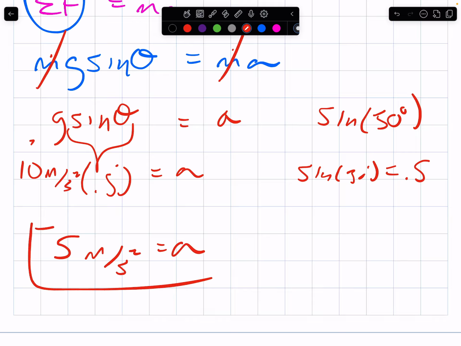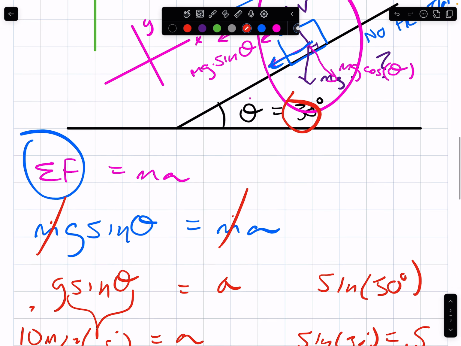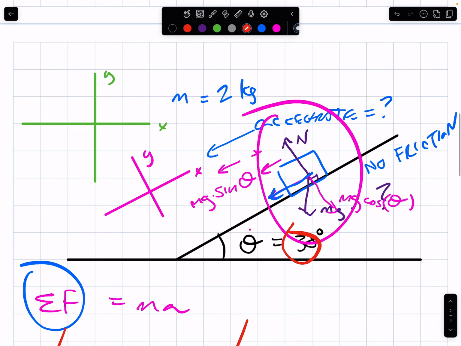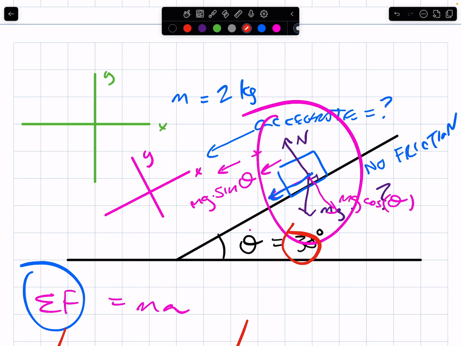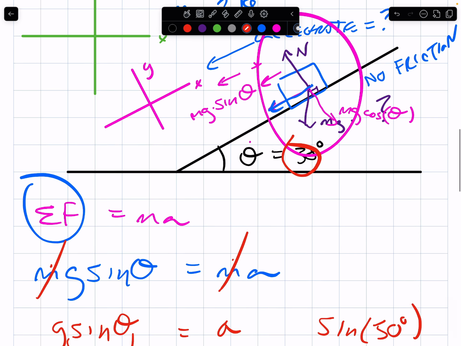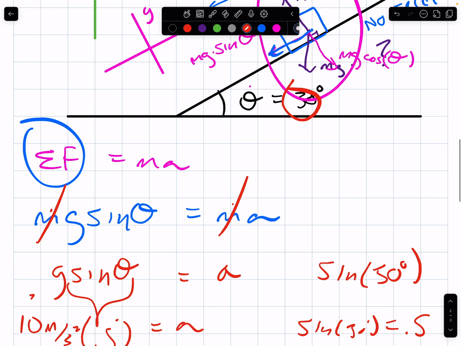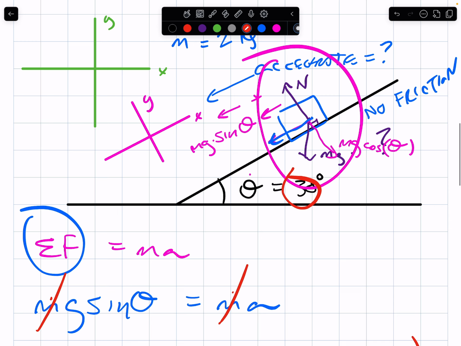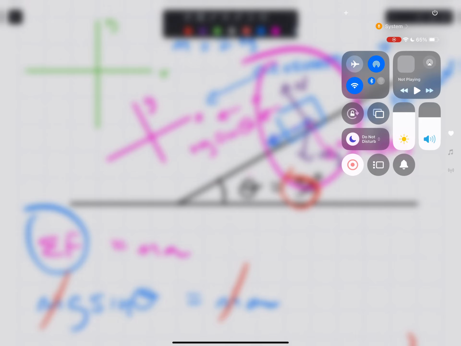So its acceleration is half of what it would be if it were just falling straight down. And the shallower the angle is, the smaller its acceleration is going to be. So yes, you need to know how to do this particular problem. For now, let's just go ahead and pause that, and we'll do another video here in just a minute or so.